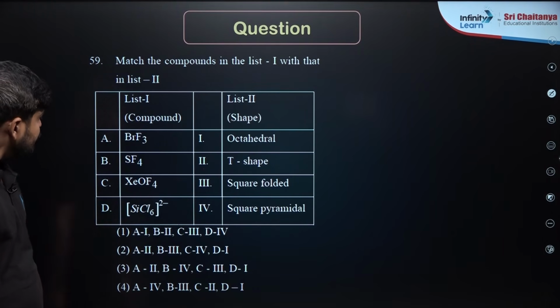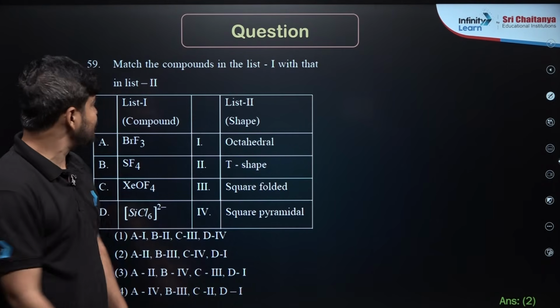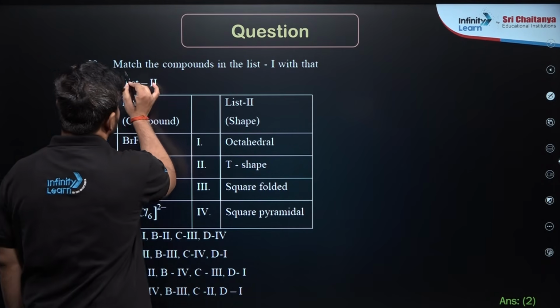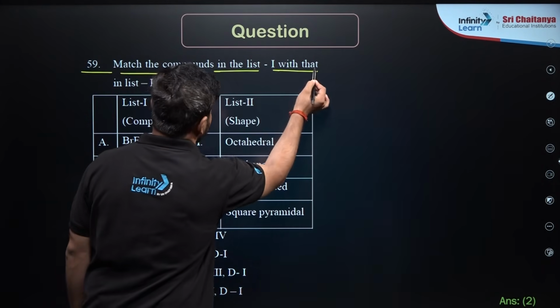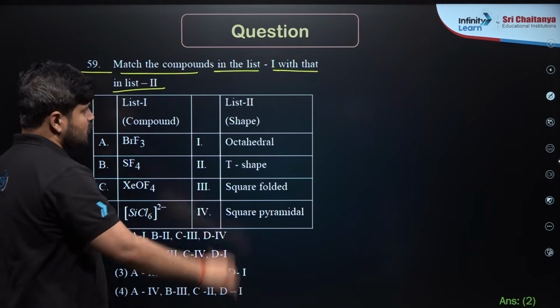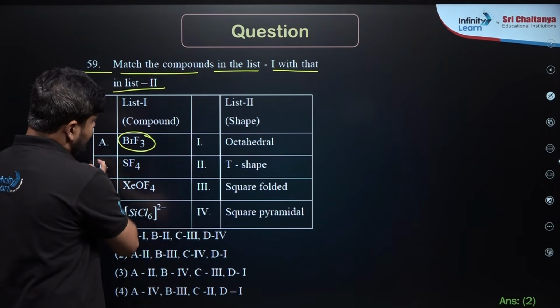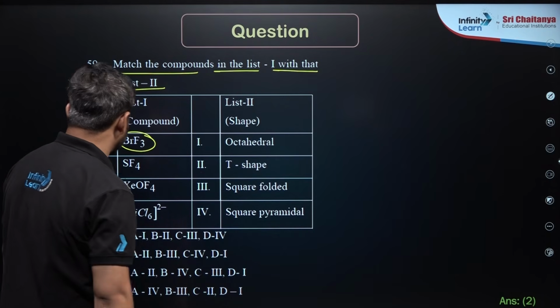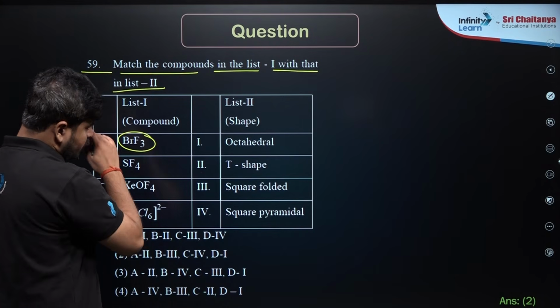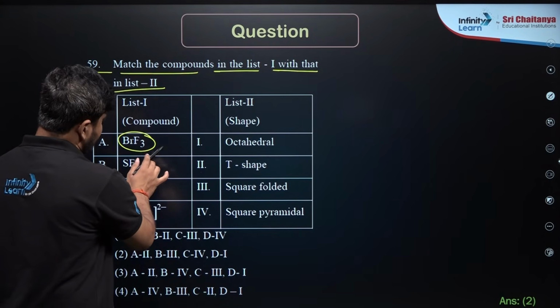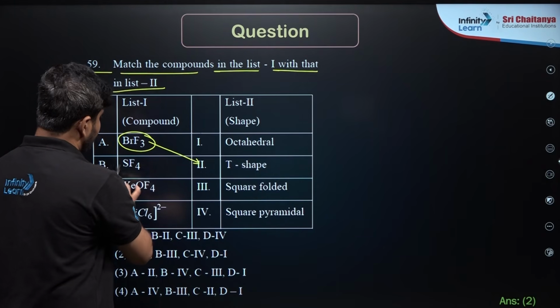See in this question, basically question number 59, match the compound in list first with list second. So what is given here, basically BrF3. If I am going to check this one, basically this is going to match with which shape? T shape. This is having T shape.